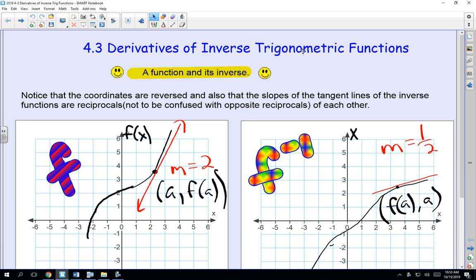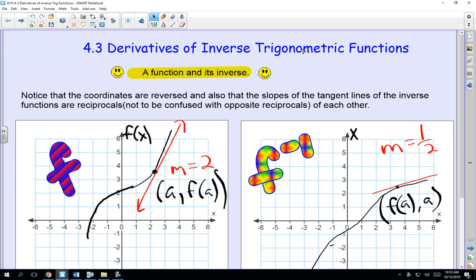So we're going to do the derivatives first of the inverse trig functions. We need to address the issue of finding the derivatives of inverses, because you remember that logarithms are the inverses of exponentials and vice versa.